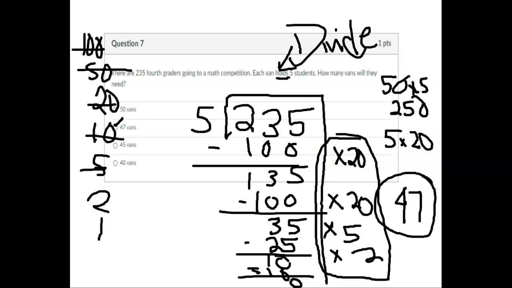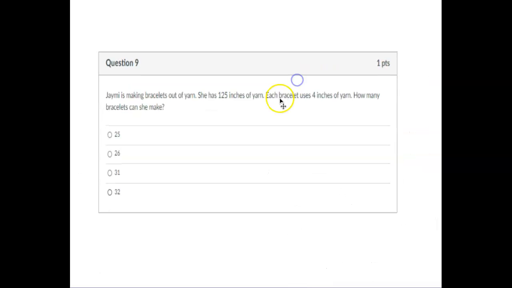All right, we're going to try one more problem. This problem is question 9 on today's lesson. So Jamie's making bracelets out of yarn. She has 125 inches of yarn. Each bracelet uses 4 inches of yarn.